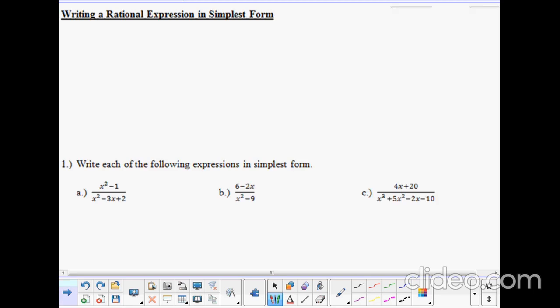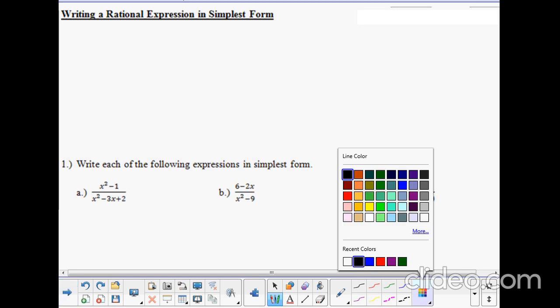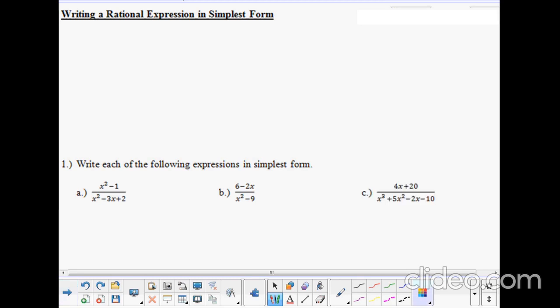Let's first get into writing a rational expression in its simplest form. A rational expression, or a ratio, as you may remember from previous classes, is a comparison of two numbers or two expressions. It can be in a number of different ways, but commonly we write those as fractions. So we're going to start with simplifying. So let me give you an example.